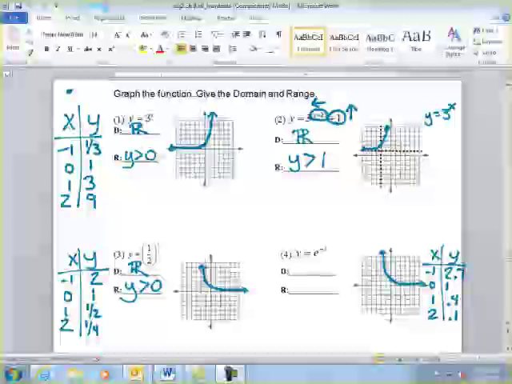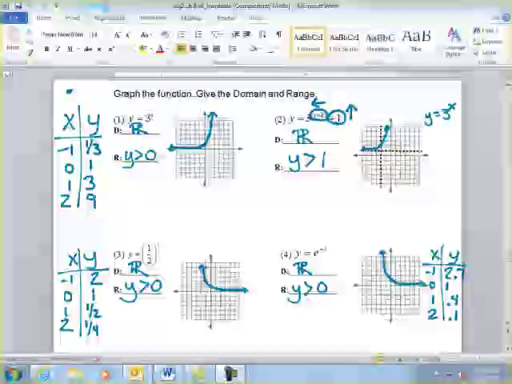It looks a lot like the last one. So what about domain? And range? Y is greater than 0. Again, we didn't have any up or down shift, so that asymptote still remains at the x-axis. Questions on graphing exponential functions?